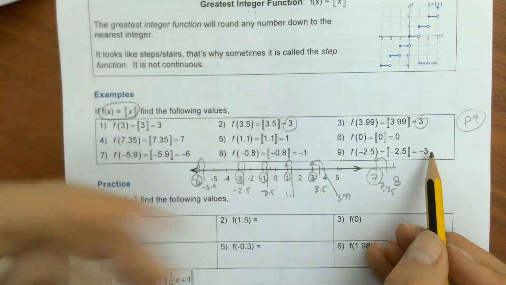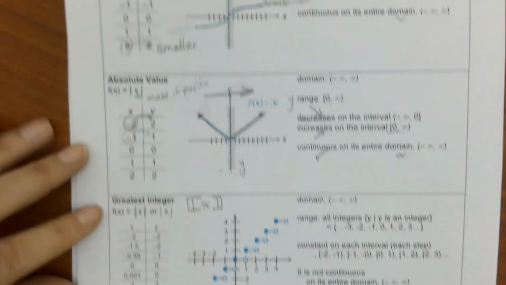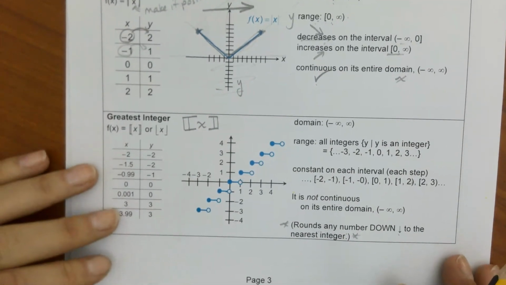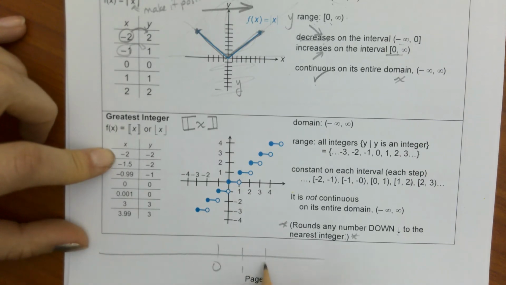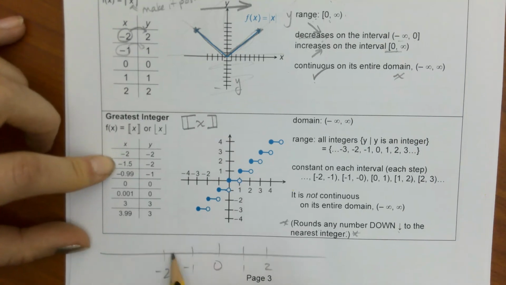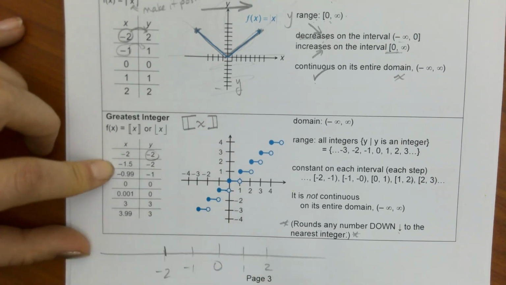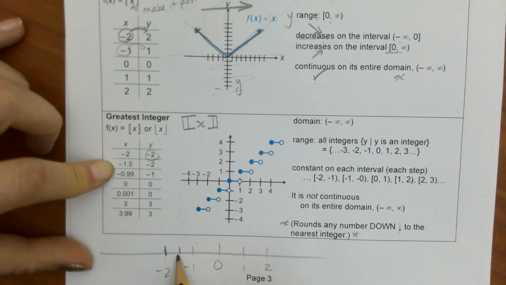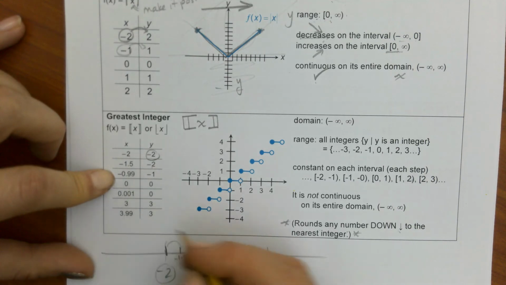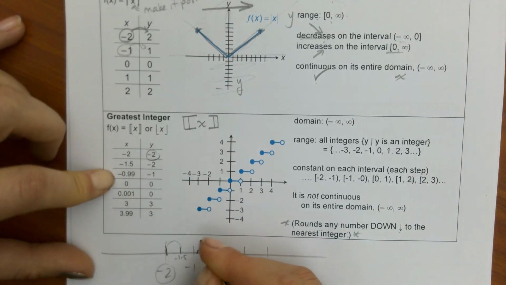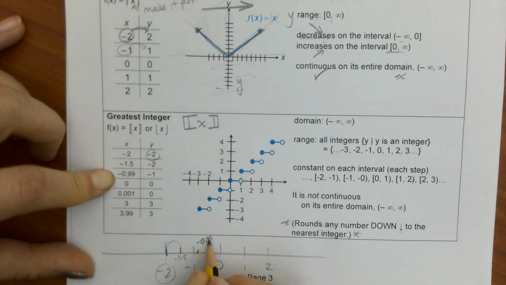Okay, so if I put in negative 2, it's already an integer, so it stays negative 2. If I put in negative 1.5, it rounds it down to negative 2. If I put in negative 0.9999 right here, it rounds it down to negative 1.